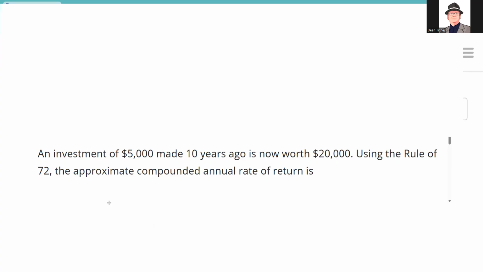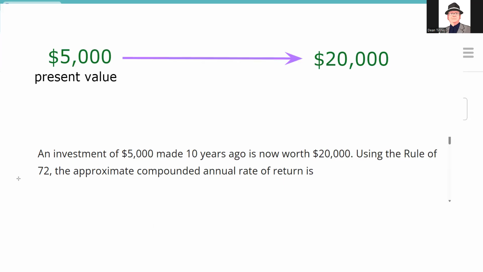So as I set this up, I say, okay, well, their present value here is $5,000. The future value is $20,000, trying to get you more comfortable with the nomenclature, the terminology. And it's 10 years. So halfway through this financial journey is 5 years out. So if I could double that 5 to 10 and then double it again, I would be at $20,000.